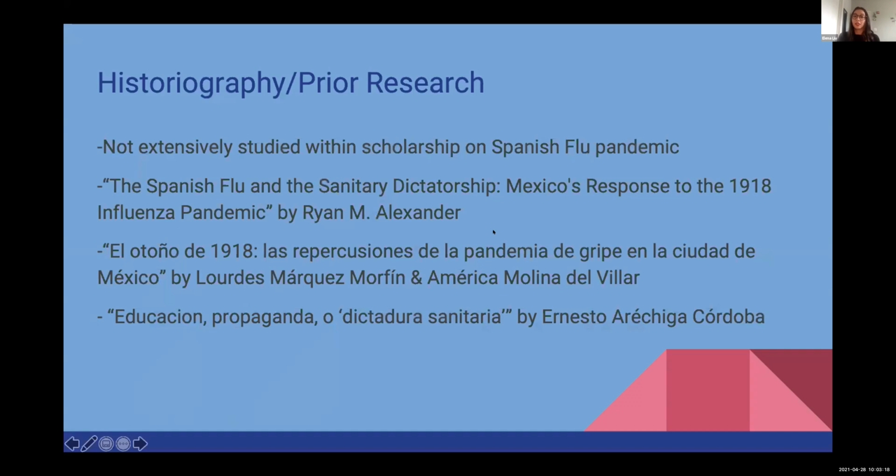And so, as I mentioned, a lot of the research on this topic focuses on other countries. However, the intersection of these two events, the Mexican Revolution and the Spanish flu outbreak, makes it a really interesting area of study in Mexico in particular. A lot of prior research, however, focuses on this idea of a sanitary dictatorship and how the federal government kind of used this situation to further their aims of authoritative and centralized rule post-revolution.